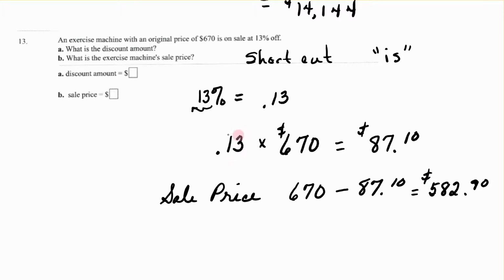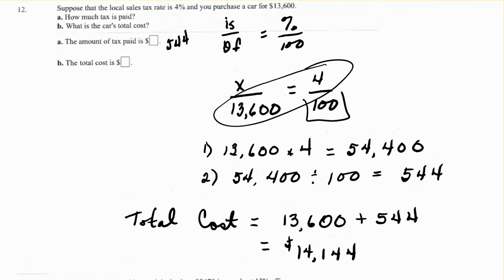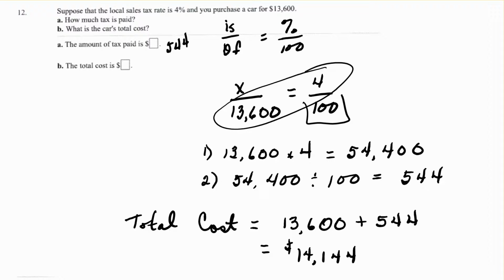You just change the percent to a decimal and multiply. Up here, if you want to try it, you would change 4% to a decimal. It would be 0.04. You multiply that by 13,600. That's a 0. And you will still get the 544. So it is faster when you're looking just for the is number to change the percent to a decimal and multiply.